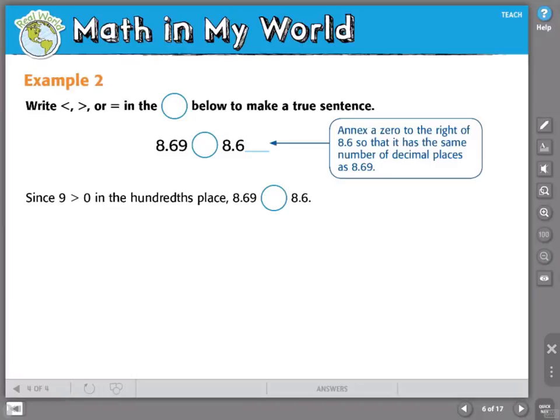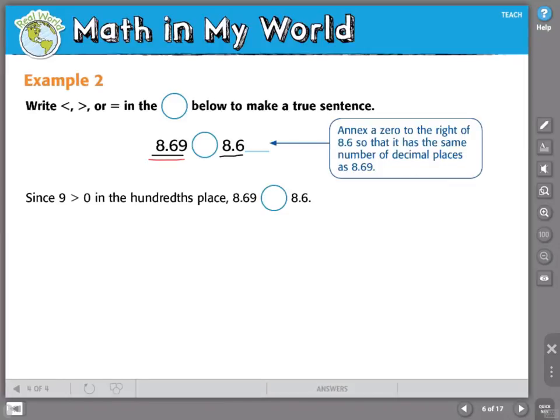Here's another example. We're going to write greater than, less than, or equal to in the circle below to make the sentence true. I have 8 69/100ths and 8 6/10. Now, my first thought is that this one should be larger, should have a greater value because it has more digits. But that is not necessarily true with decimals.